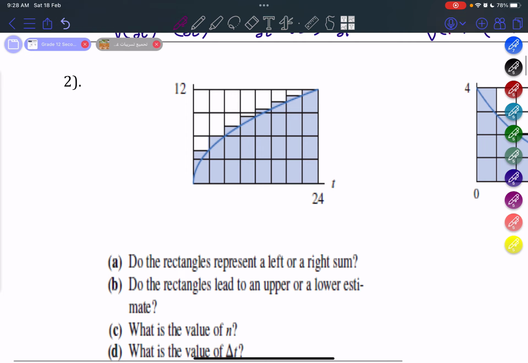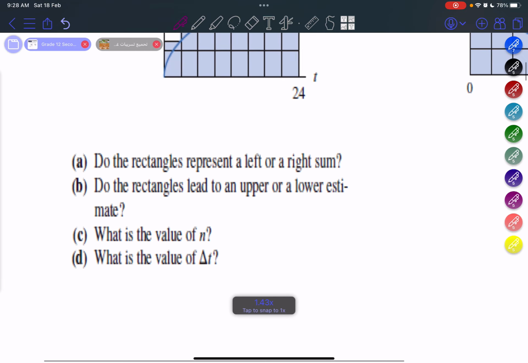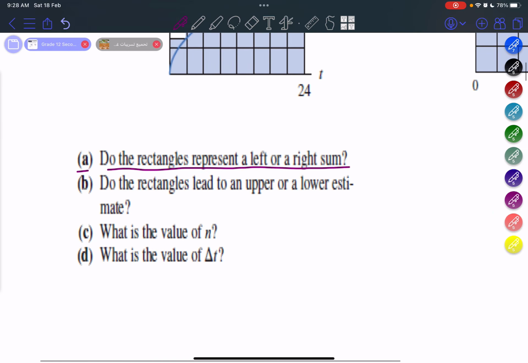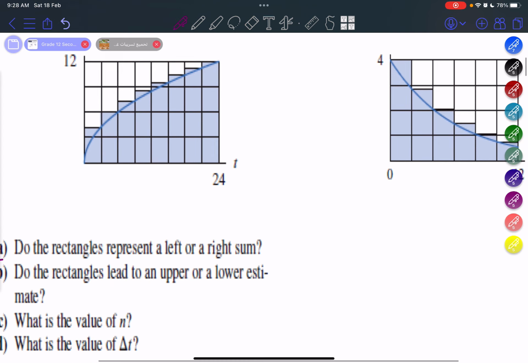Moving on to question number 2. Okay, so let's solve each question independently. So part A: do the rectangles represent a left sum or right sum? So how do we identify whether the rectangles are representing a left or right sum?